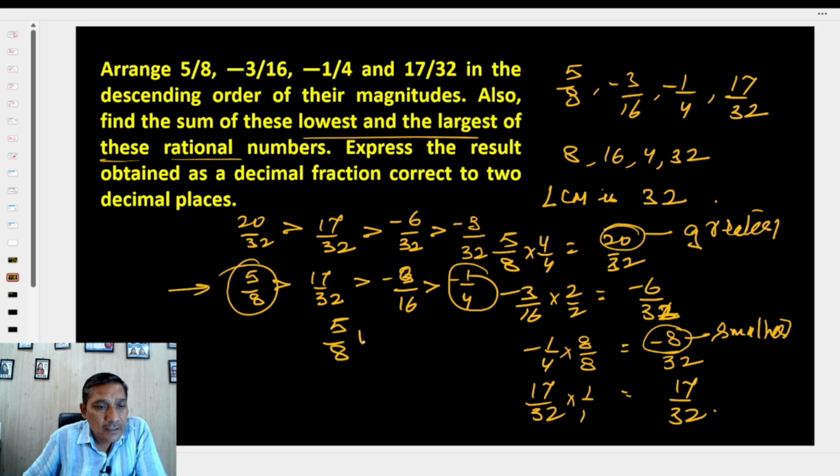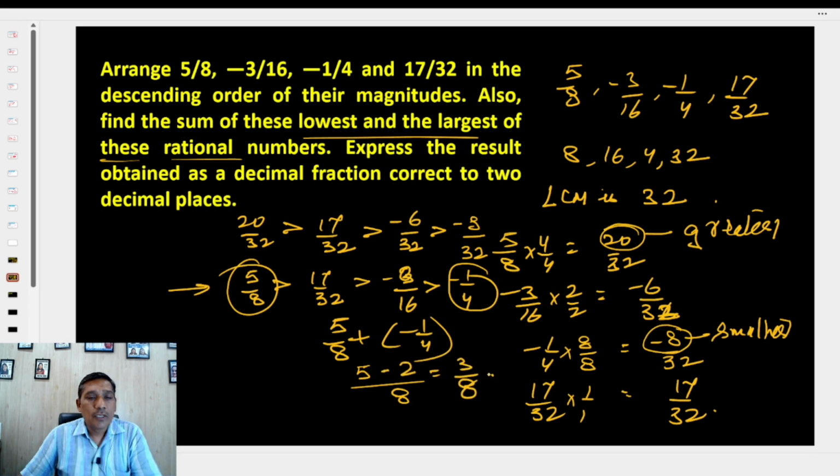5 by 8 plus minus 1 by 4. You got 8 as the denominator, 5 minus 2. Your answer is 3 by 8. The sum of the biggest and smallest number is 3 by 8. I hope you understand this question, everyone.